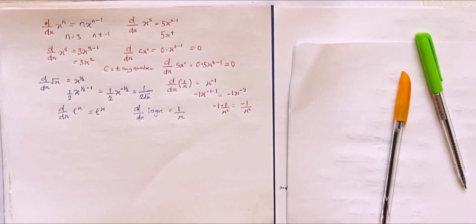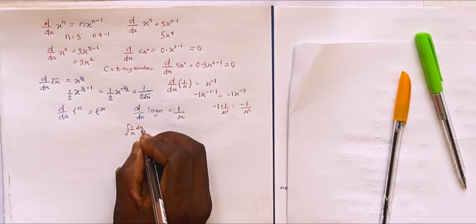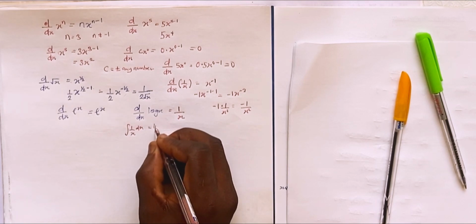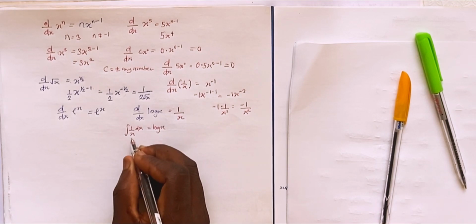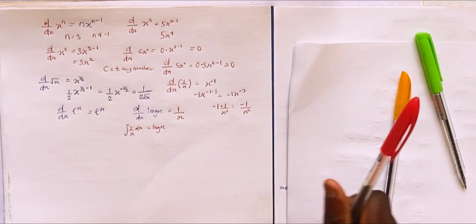And you can recall that whenever you are asked to integrate 1 over x, integrating 1 over x is the same thing as log x, because whenever you differentiate, what is at the bottom and its equivalent at the top, that is log x.